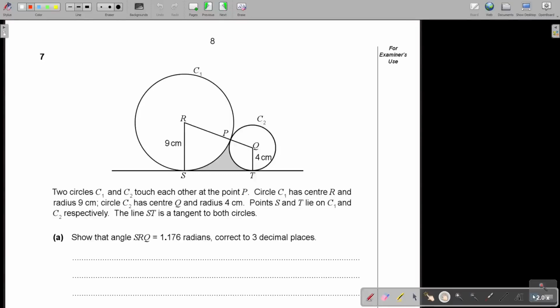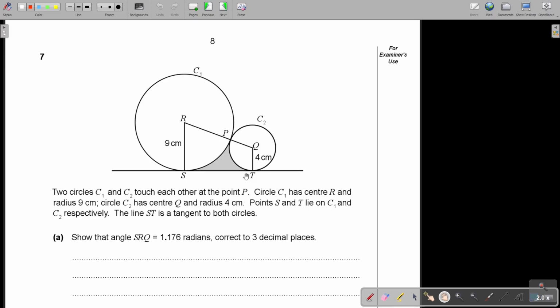Question number 7. Two circles C1 and C2 touch each other at point P. Circle C1 has center R and radius 9. Circle C2 has center Q and radius 4 centimeters. Points S and T lie on C1 and C2 respectively. The line ST is a tangent to both circles. Okay, and then they start. They say show that angle SRQ equals 1.176 radians, correct to 3 decimal places.